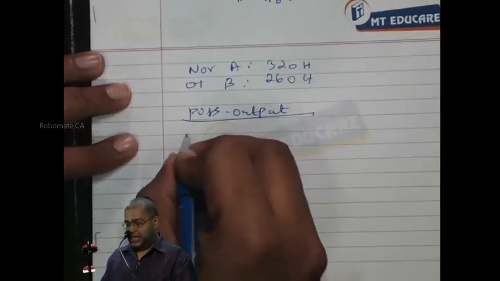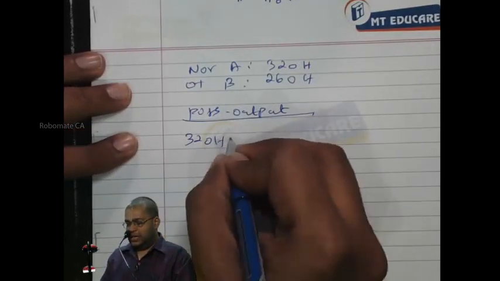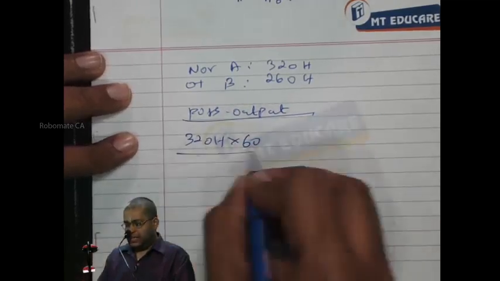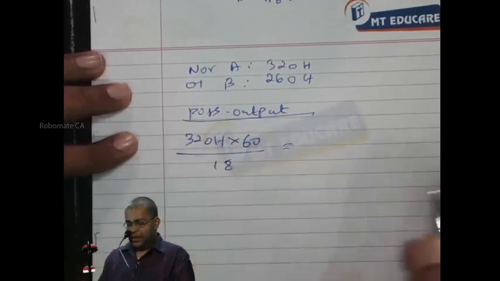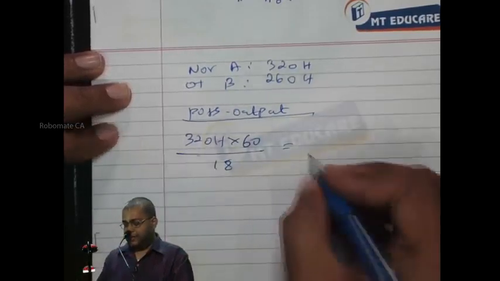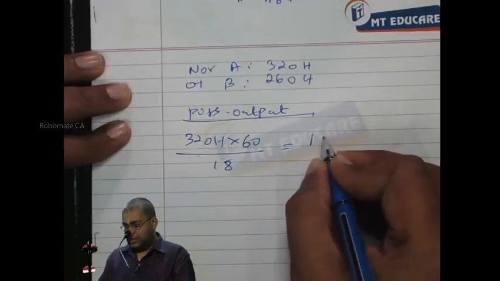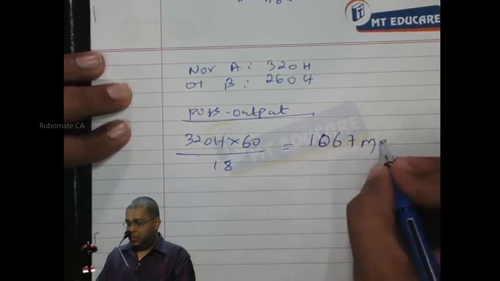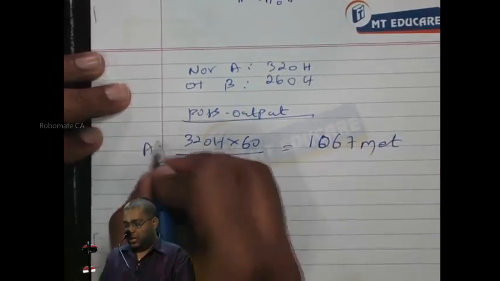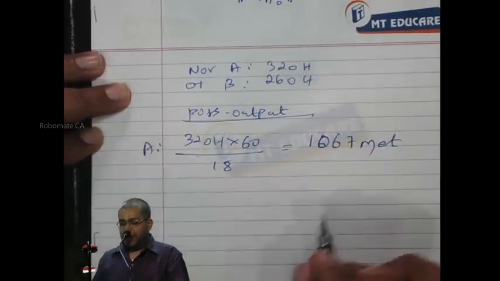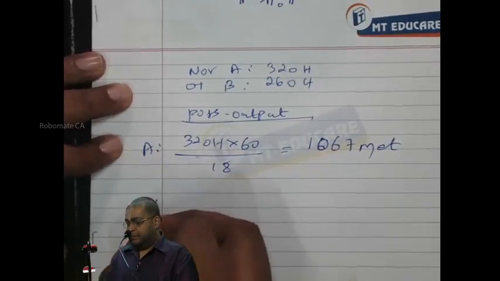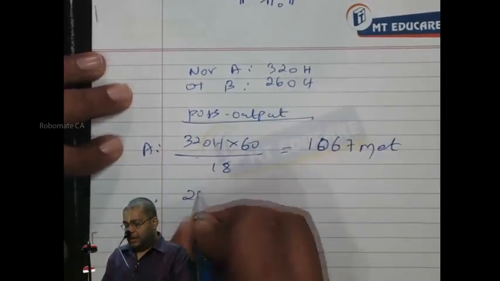320 hours. I can say 320 hours is nothing but 320 into what? 60. So many minutes divided by what? 18. 320 into 60 by 18 gives how much here? 1067 meters. So with the mission A hours available, I can lay how many meters? 1067 meters. Like that. Mission B, how many hours available?